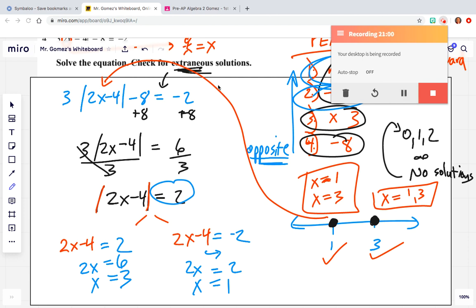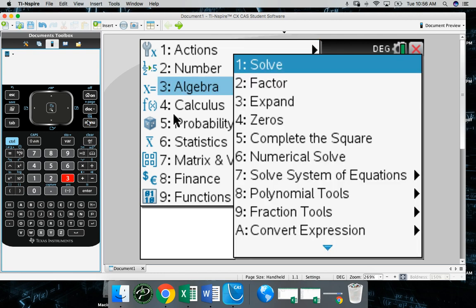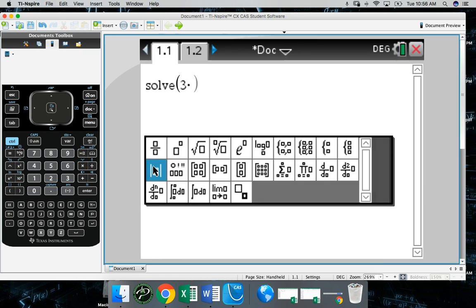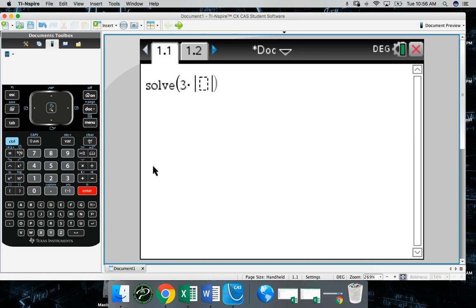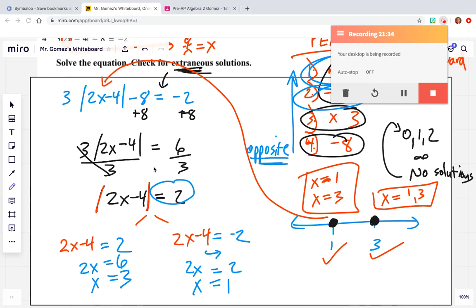Okay, so let's try this again. I had to just reopen that. So menu, algebra, 1 for solve. And we're going to put 3 times the absolute value, so here's the absolute value key, of 2x minus 4, minus 8. When is it equal to? Notice where the equal sign is, right there, right below control, is negative 2. Now, comma x, we have to tell it what to solve for, so we do comma x. And sure enough, you see x is equal to 1 or 3, which is what we got here.